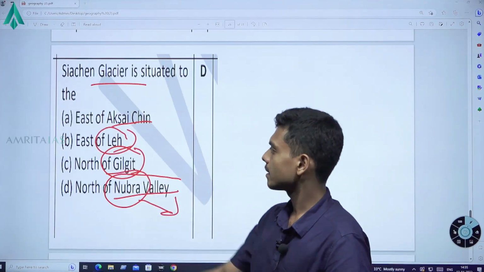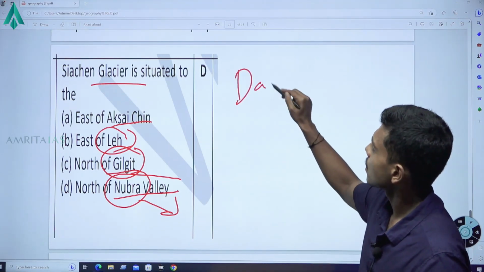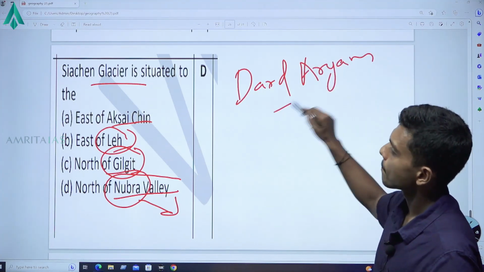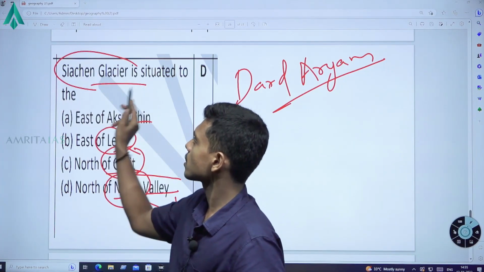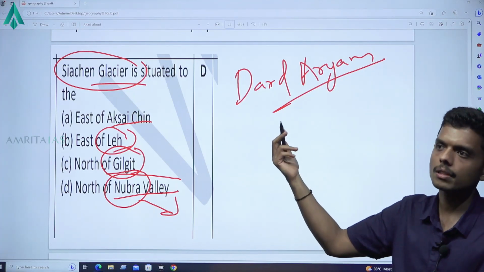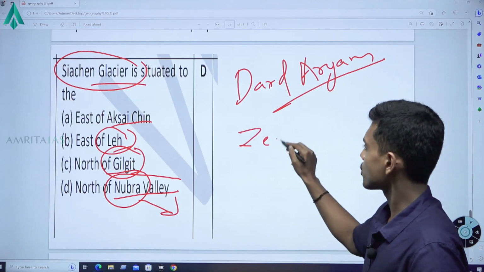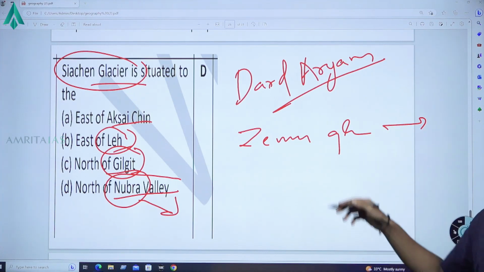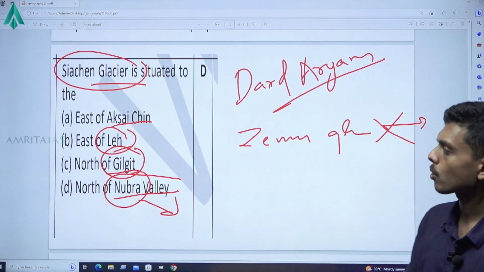Major things in Leh, they can ask about the tribals, the Dards of Jammu Kashmir and Ladakh, and other glaciers. For example, they asked about Siachen. This question came because in 2018, I think, they asked questions on the Siachen glacier and gave Semu Glacier and match the following, basically the rivers and the glaciers. So glaciers are very important.